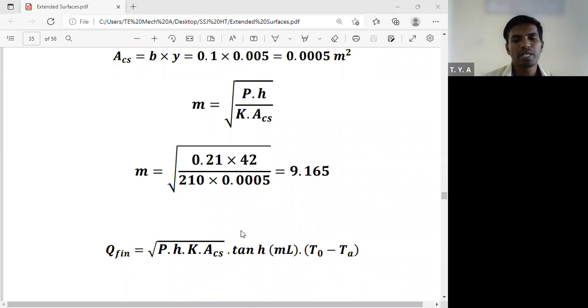Pay attention here, these terms are separate. Tan hyperbolic ML is a separate term. After that, T0 minus TA is a separate term. Otherwise, if you take the product inside the tan hyperbolic, the answer will be wrong. Separately you have to find out this square root of P into H into K into cross section area. Then we have to find out the value of tan hyperbolic. First of all, you have to calculate the value of M into L and then take the tan hyperbolic of that value. Okay, and then we have to calculate the value of T0 minus TA and take the product of these three values.